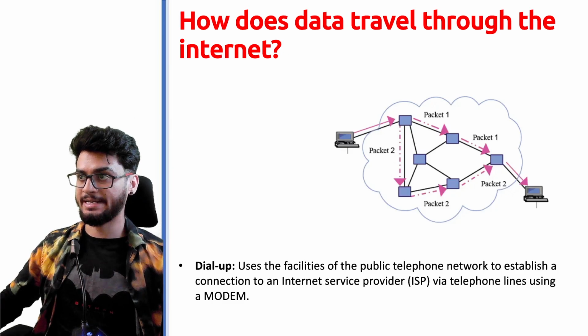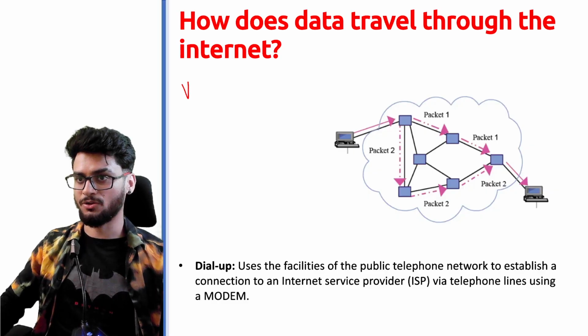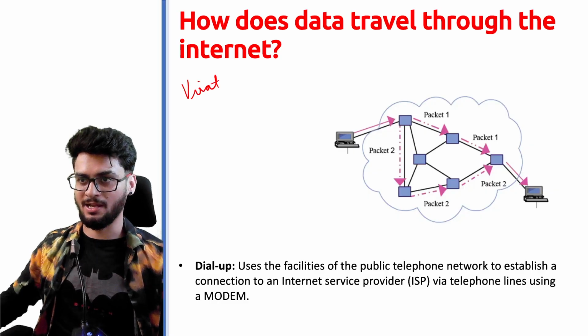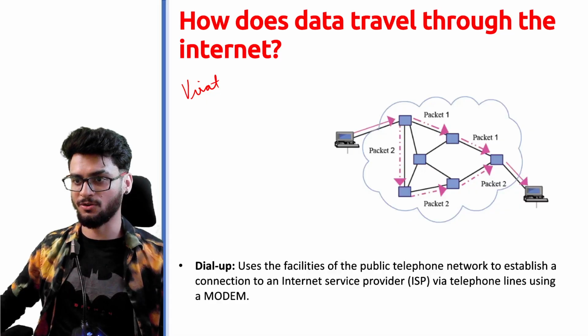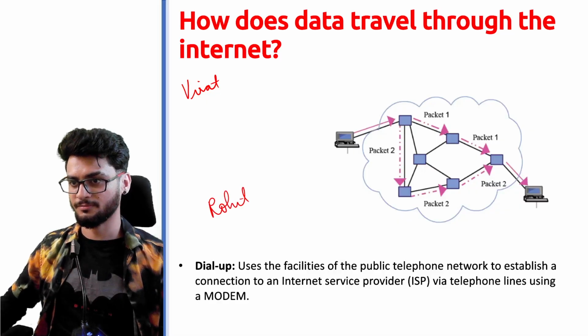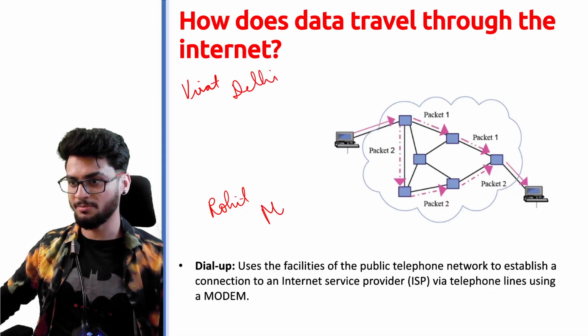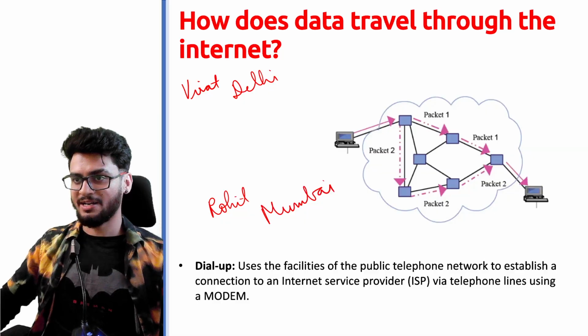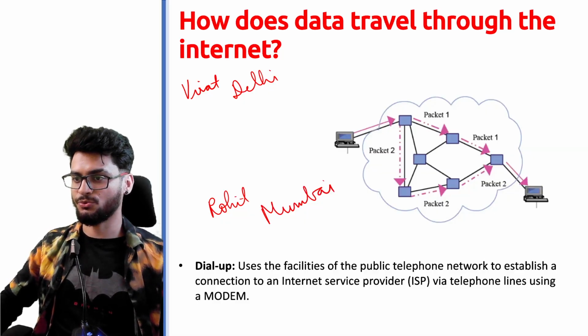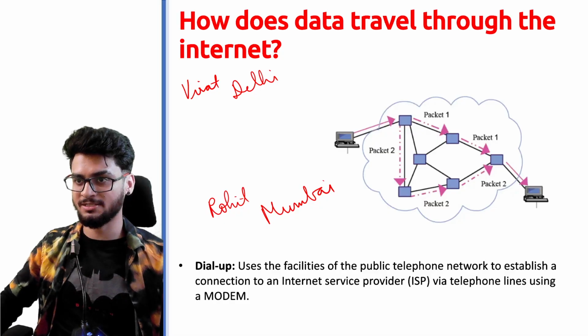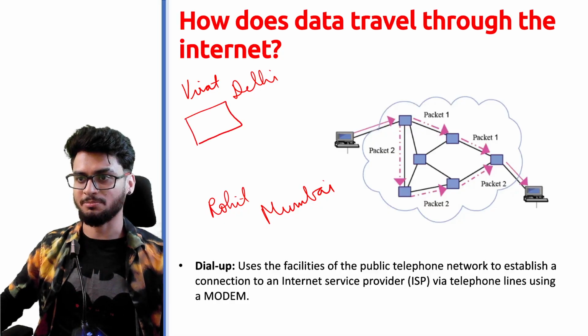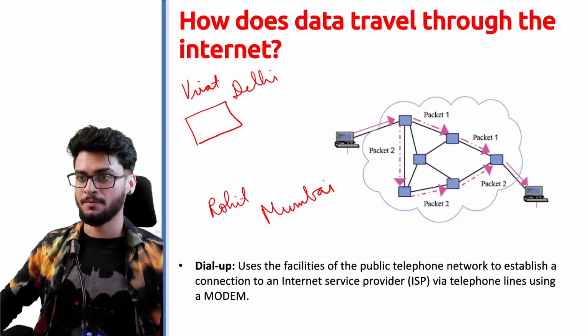How does data travel through the internet? Now let's imagine I have a friend called Virat, and there is another friend called Rohit. Now Virat lives in Delhi and Rohit lives in Mumbai. Virat wants to send an image to his friend using the internet. So what he does is he uses WhatsApp. So this is the image.